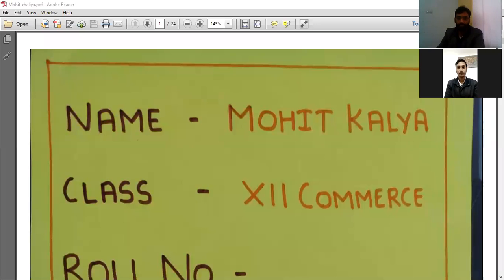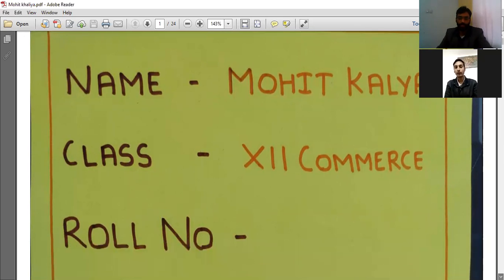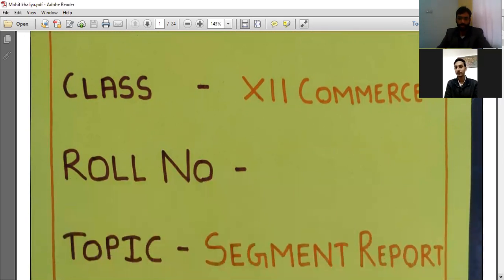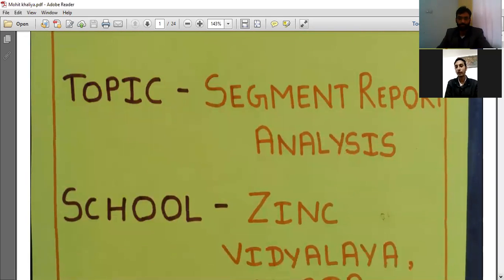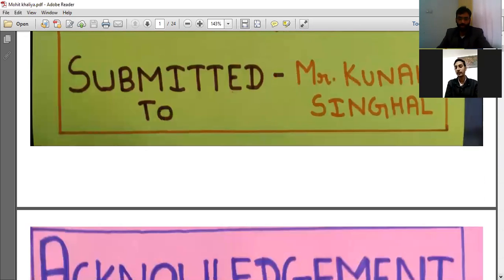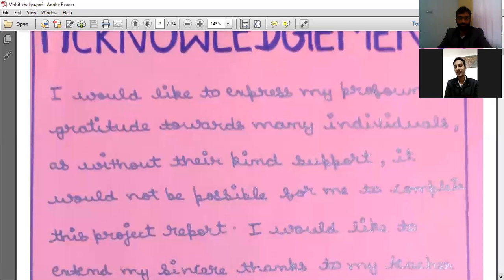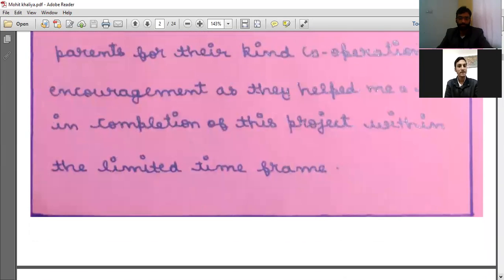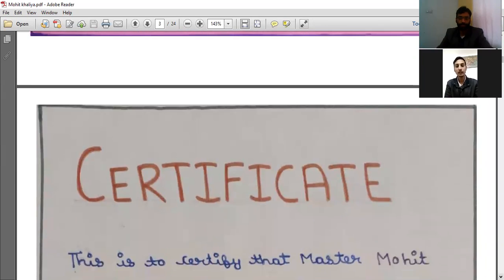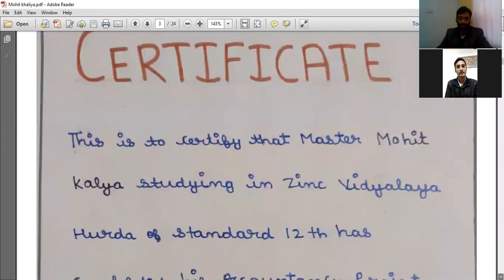So I have selected DCM Shriram Industries Limited, which has mainly three departments: sugar, industrial fiber and related products, and chemicals. Where is the head office of this firm? The company that you have chosen, where is its head office? Bangalore. Have you visited the head office? No, sir. Where did you get all the information about this company? Online, Google. You just Googled it. Okay, continue about your project.